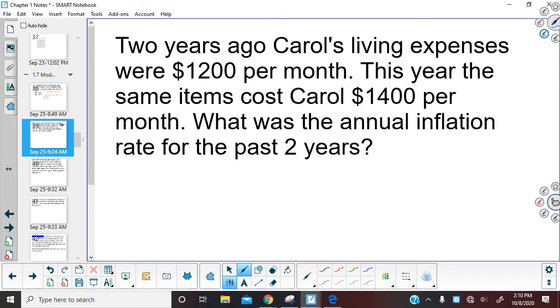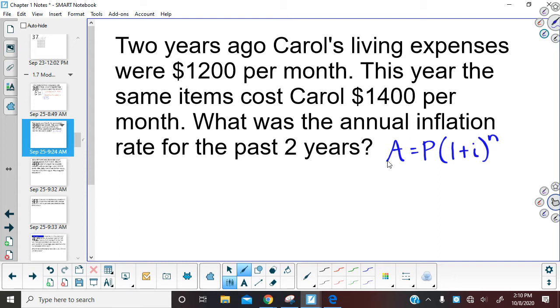Okay, so moving on to the second one. This one, you need a little bit of background. You'll need a formula that looks something like this, and you may have seen this before in a previous class. What we're looking at is: 2 years ago, Carol's living expenses were $1,200 per month. This year, the same items cost her $1,400 per month. What was the annual inflation rate for the past 2 years?